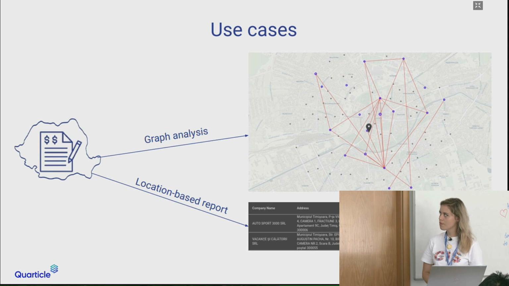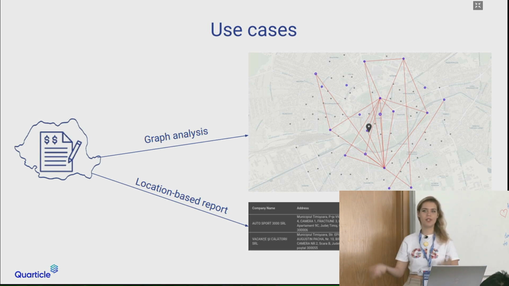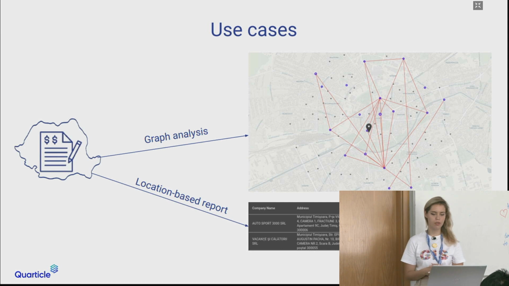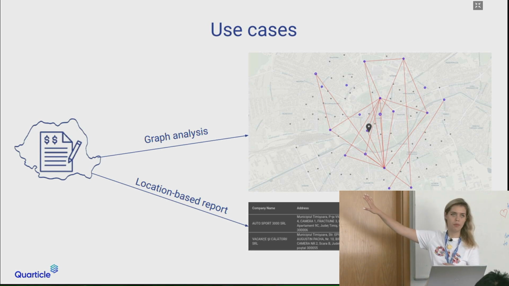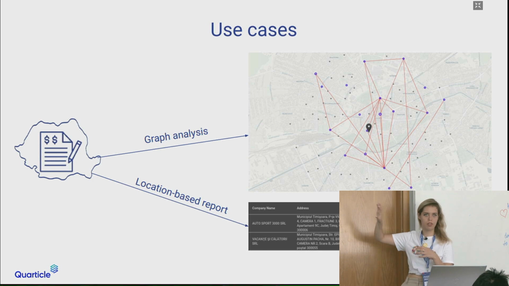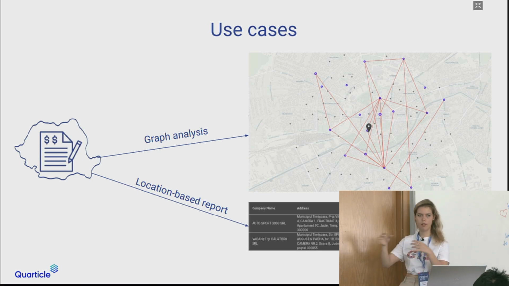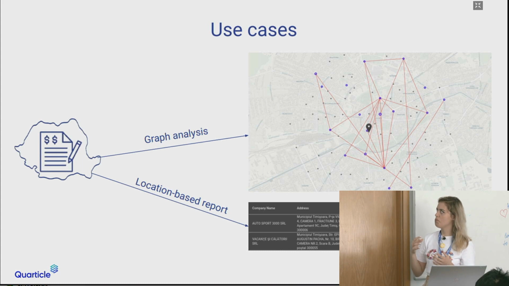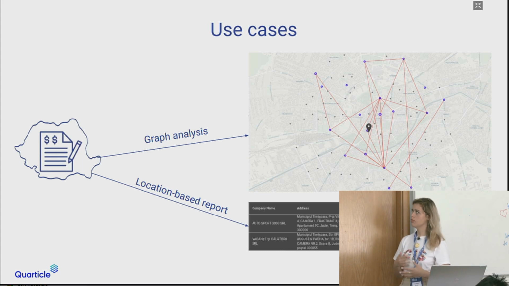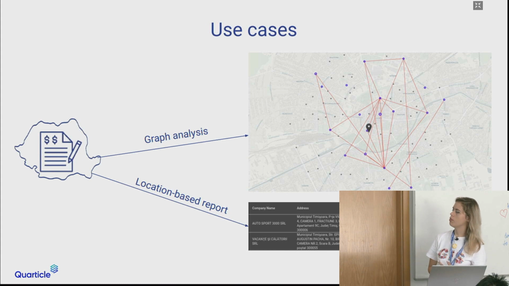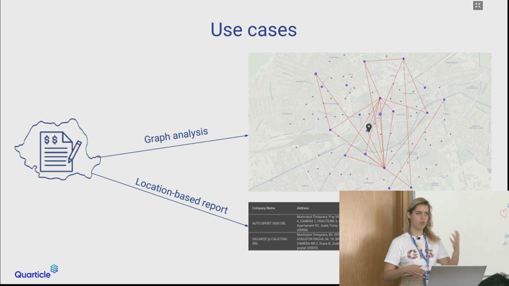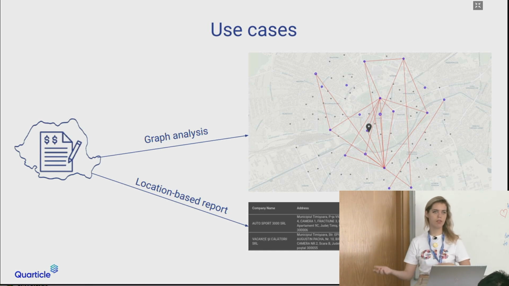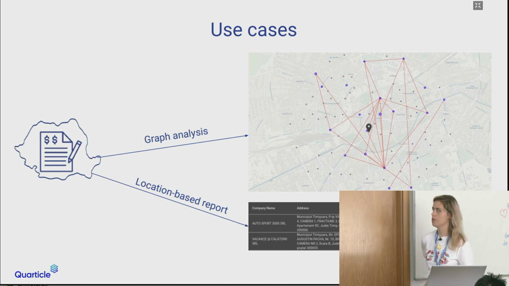As use cases, what are the results? So what does the engine actually do? It does graph analysis and a location-based report. So you can see on the map a network of how the companies in that area relate to each other. You can choose between different financial parameters, and you have different visualization levels. You can visualize it on a node level, you can visualize it on a cluster level, and it's customizable.